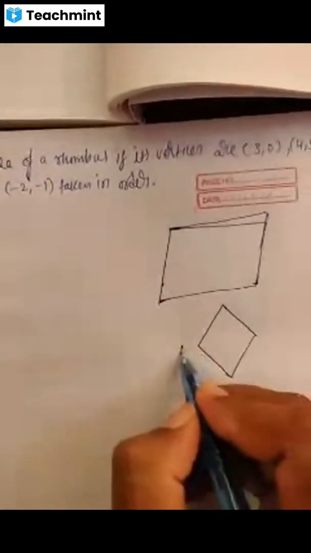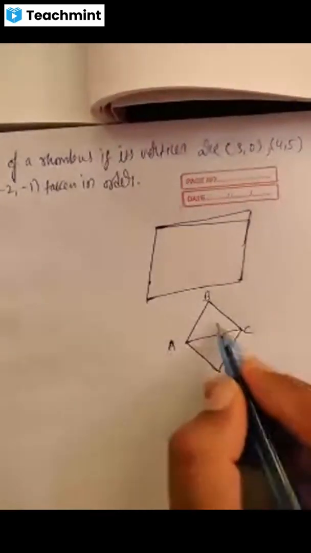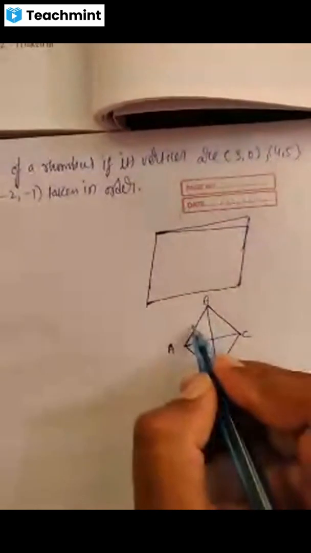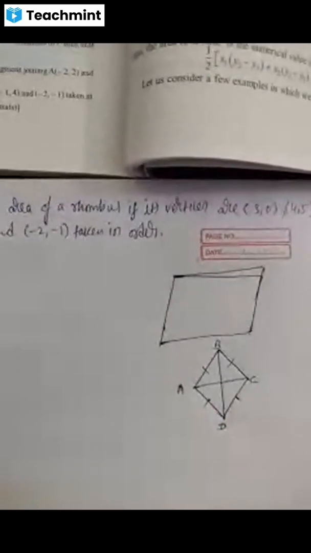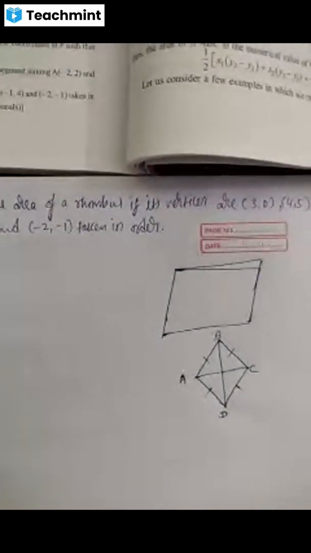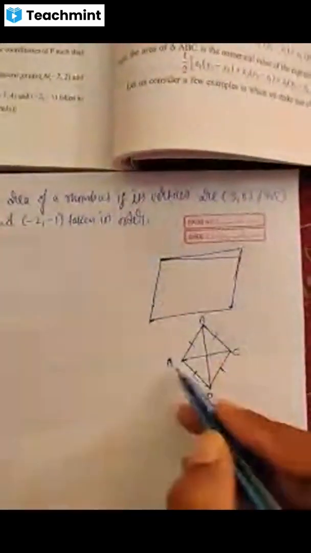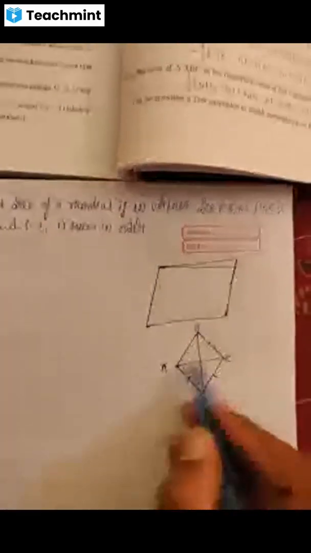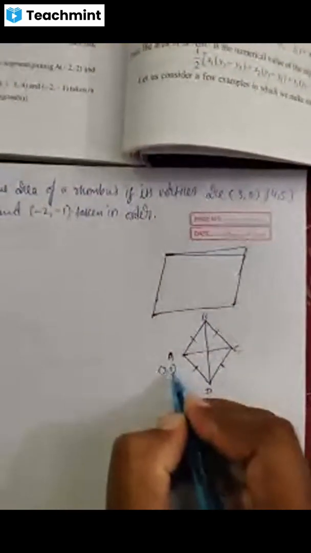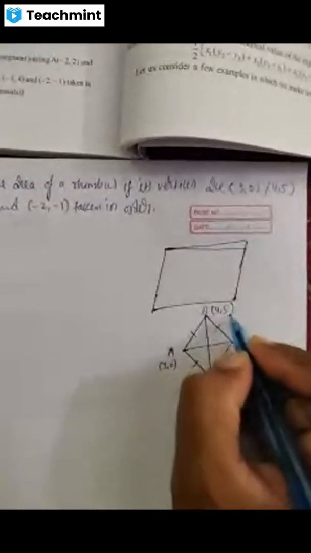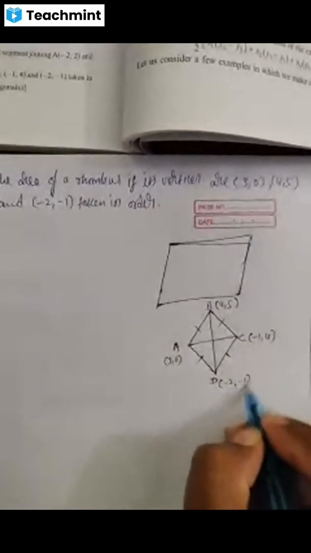Here it is the rhombus ABCD. AC and BD are the diagonals. AB, BC, CD and AD are the sides. So what are the coordinates of A? That is 3, 0. Coordinates of B are 4, 5. Coordinates of C are -1, 4. Coordinates of D are -2, -1.